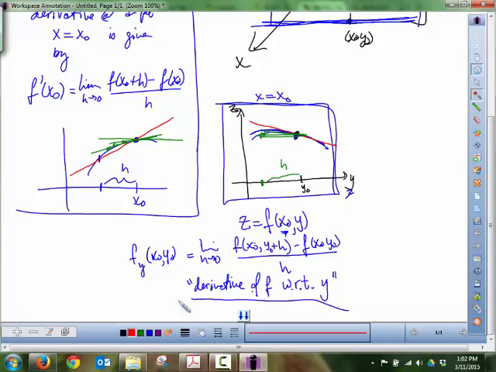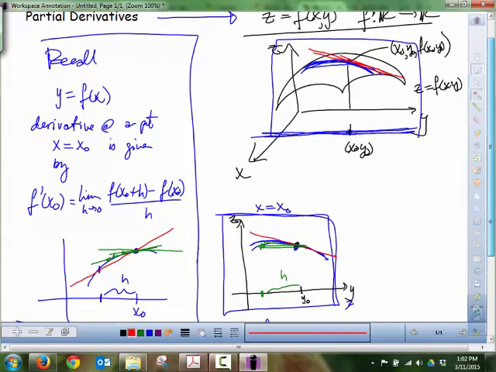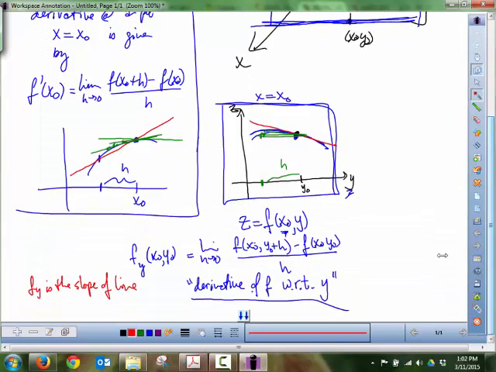It's the slope of the line. It's not quite on the yz plane. It's the slope of this line intersected by this plane where you're fixing x constant. So it's the slope of that line in the y direction.